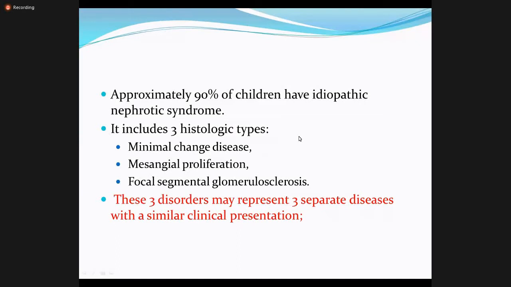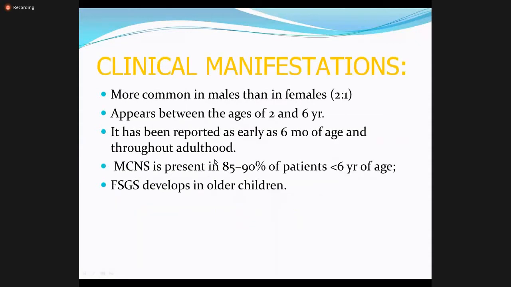Minimal change disease is present in 85 to 90% of the patients in less than 6 years of age, and focal segmental glomerular sclerosis develops in older children. That is, if nephrotic syndrome is present in a child older than 6 years, most likely the pathology in more of the cases is focal segmental glomerular sclerosis.